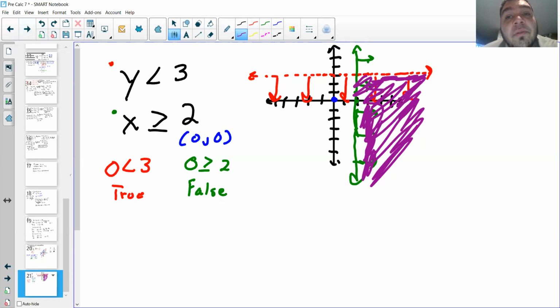Any questions on that? We've got at least 2 more practices. We'll do 2 lines, and then we'll do 3 lines, and maybe we'll do a parabola. All right, let's go to the next page.